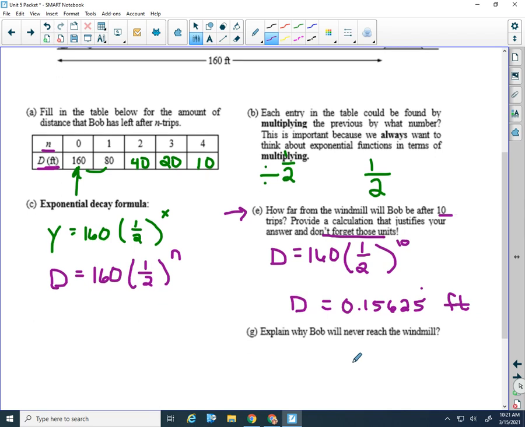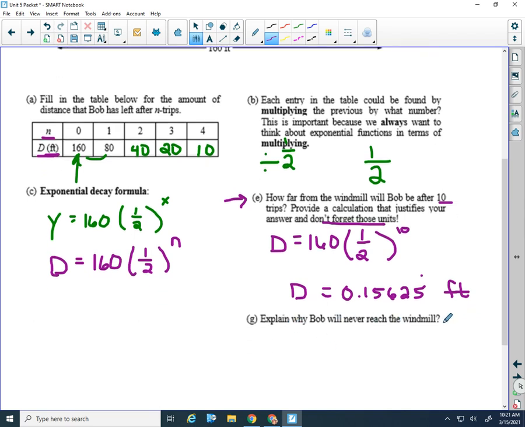So part G says, well, Bob, explain why Bob will never reach the windmill, period. Technically, if he's this far, he could touch the windmill. But in math world, you're never going to get there because you're always cutting this number in half. And when you cut something in half, you never get to 0. In the real world, he's at the windmill. But in math world, he'll never get there.